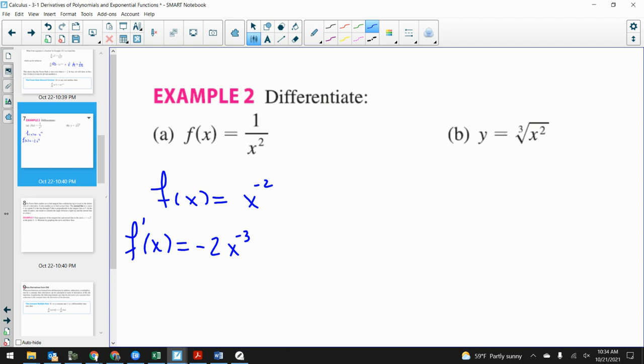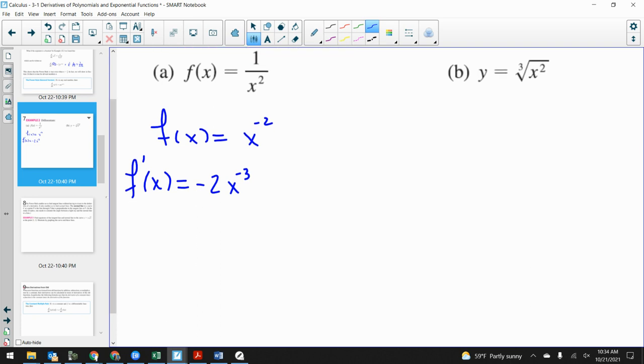Now we reduce that. Now we put it into the denominator. We kind of re-simplify it. F prime of x is equal to negative 2 over x to the positive third power. The negative 2 stays on top. The only thing being raised to the negative exponent is the x. So that's what shoots down into the denominator and becomes positive. Negative 2 over x to the third.